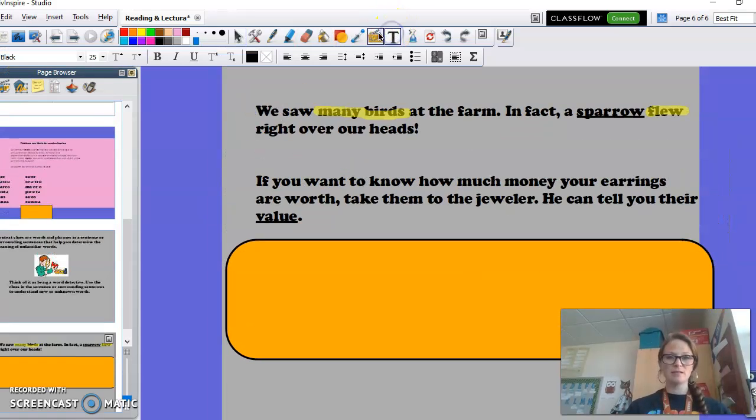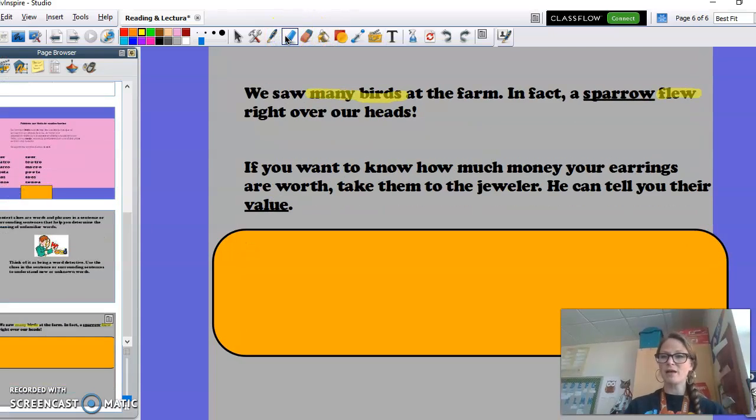If you want to know how much money your earrings are worth, take them to the jeweler. He can tell you their value. So I want to know what this word value means. So up here it's saying that I want to know how much my earrings are worth. So maybe value has something to do with how much money or what something is worth. The value of something, what it's worth to somebody. So those clues help me understand what value means.